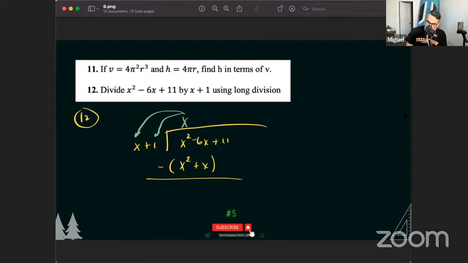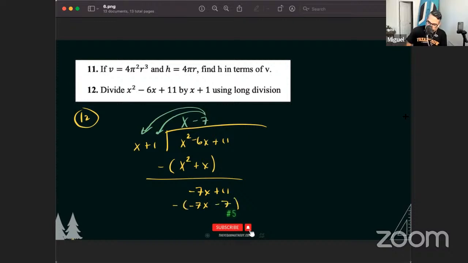Okay, so x squared minus x squared cancels out. And then negative 6 minus x is negative 7x plus 11. And now you have to ask yourself again, what can I multiply to the x to get negative 7x? In other words, how many times does x go into negative 7x? That's going to be negative 7. And again, we multiply the negative 7 to both terms. Hopefully this is coming back. You hardly use long division. I think in class, your teacher might just say, go on and do synthetic. Okay, so negative 7x minus 7.